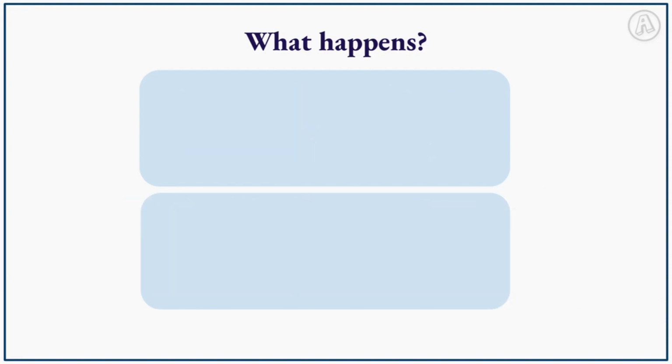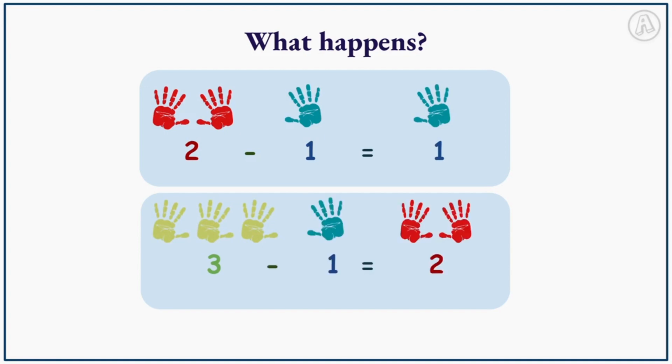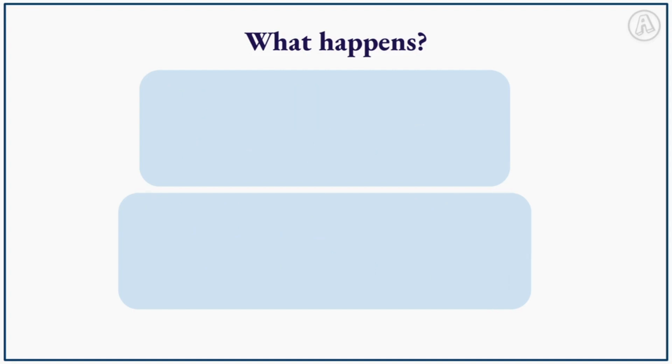What happens if we subtract by 1? So 2 minus 1 equals 1. And 3 minus 1 equals 2. By subtracting by 1, we change the value. This means that 1 is not an identity element of subtraction.